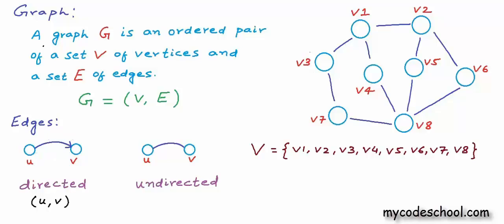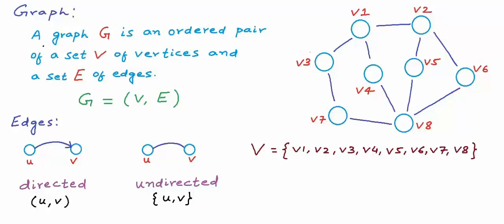Now if the edge is undirected, the connection is two-way. An undirected edge can be represented as an unordered pair. Here, because the edge is bidirectional, origin and destination are not fixed.